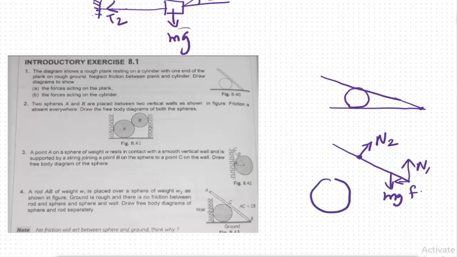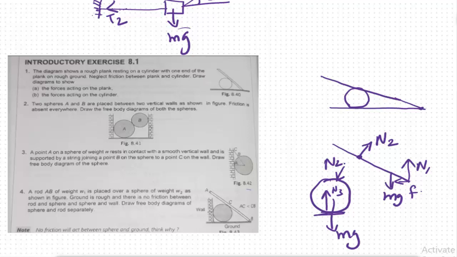And when we are considering the cylinder, mg is acting in the downward direction. Obviously a reactional force will be acting, N3. And N2 is here, from the cylinder only N2 is obtained, right? So towards the cylinder also N2 will be acting. Okay, so these are the forces which are acting on the plank. Okay, clear?